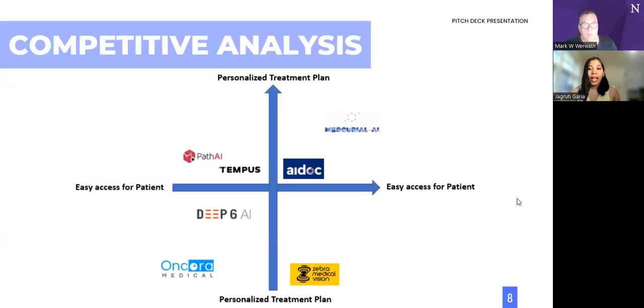Looking at the competitive analysis, we feel that we are at par when it comes to personalized treatment plans and easy access for patients. We are trying to create a merge between both oncologists and patients so that they are on the same page. Although a few companies are creating better reports, they're not really focusing on the patient side. They're just focusing on the hospital side, which creates less access for patients, and they don't feel involved in the activity.